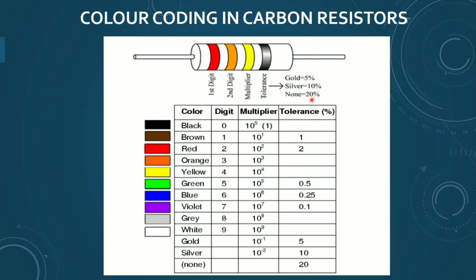These 3 colors and this digit multiplier should be known to you with their color coding. This much should be known, which can be asked in 1 markers, and otherwise in numerical problems or in conceptuals they may ask one way or the other. Of course, we will discuss numerical questions based on this also in the coming lectures.